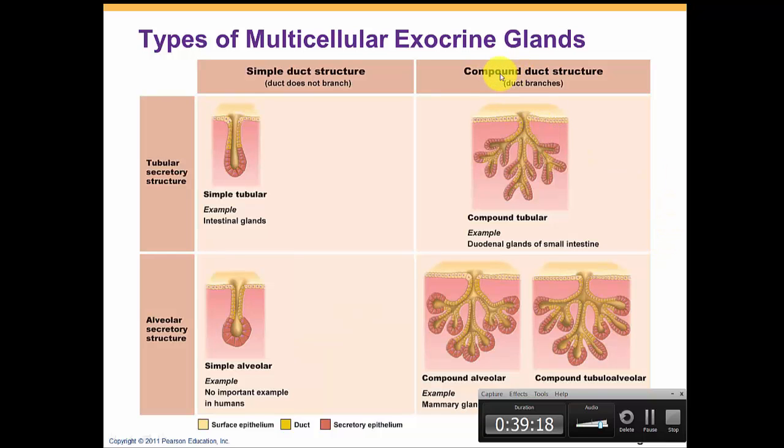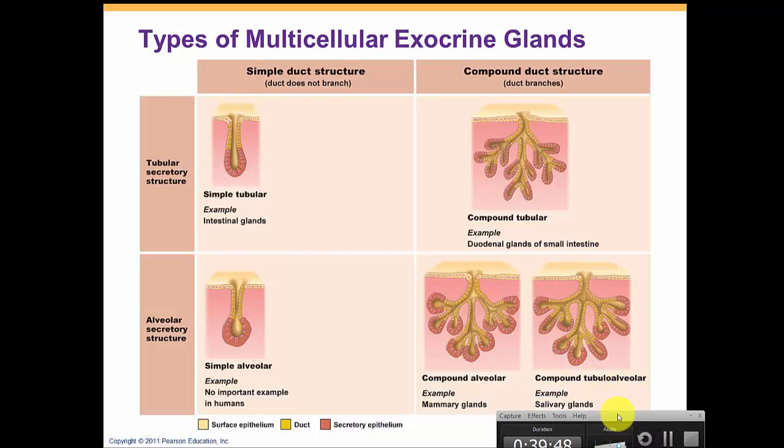Same thing here. Compound ducts. Well, compound means multiple ducts, and compound tubular means that the secretory unit is tubular. This one here is going to be compound alveolar because all the secretory units are going to be circular, and tubulo-alveolar because some of these are like tubules, some of these are like rounded. I hope this is simple enough.